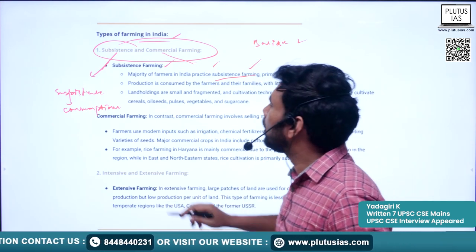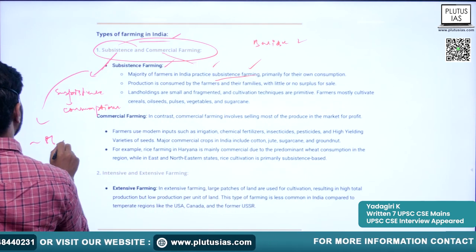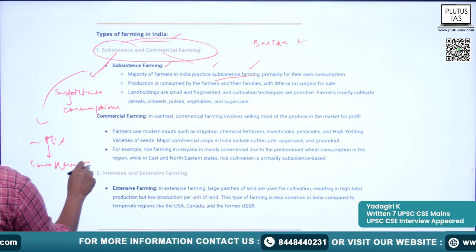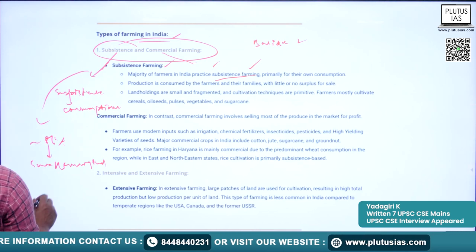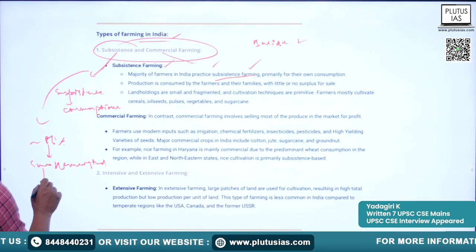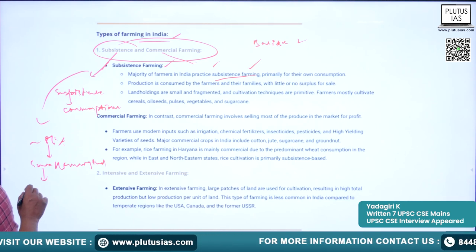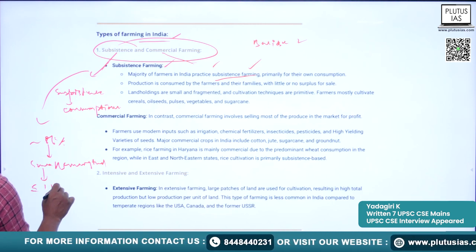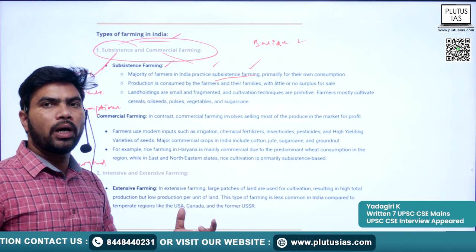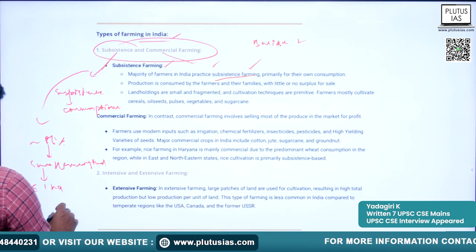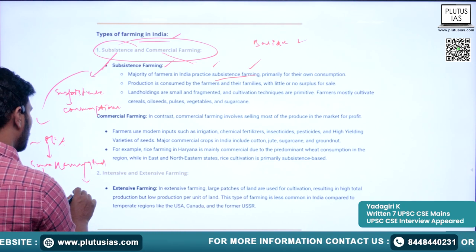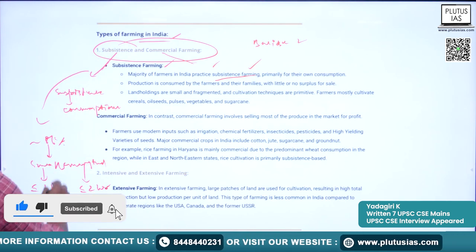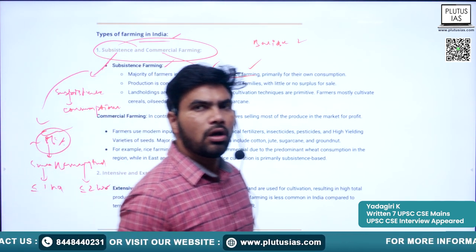So majority of the farmers, as you all know, one statistic says that approximately 86% of the farmers are small and marginal farmers. Marginal farmers are those who have land holding less than or equal to 1 hectare. So these farmers who have up to 1 hectare of land are called marginal farmers. And those who have less than or equal to 2 hectares are called small farmers. So approximately 86% of the farmers are either small or marginal farmers.